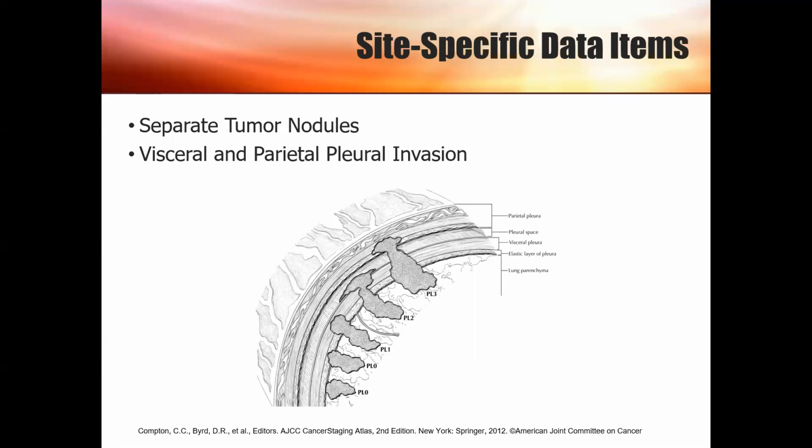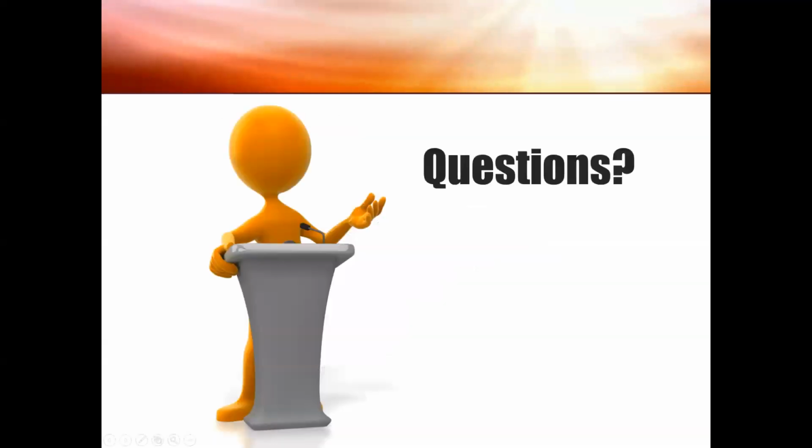Then there's the visceral and parietal pleural invasion. This illustration demonstrates the different classifications of pleural invasion by the tumor. And we record the type, or the class, of that invasion for our data field. So once again, you don't need to memorize these. It's just to kind of learn about them and get to know some of the things that you'll be seeing and reading about next semester when you abstract lung cases.